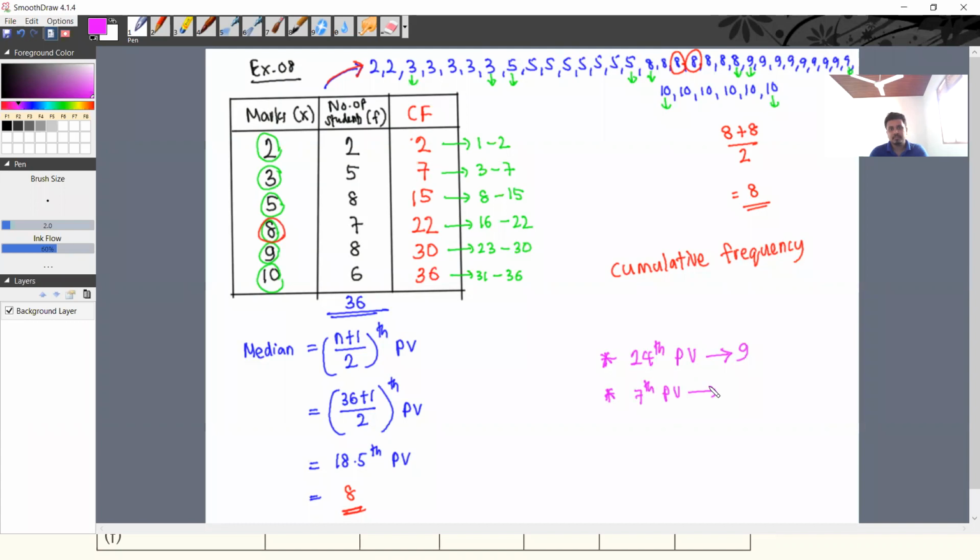n plus 1 divided by 2, we got the answer as 7. So it means the 7th positional value we need to consider as the median. So here, in this case, what should it be?